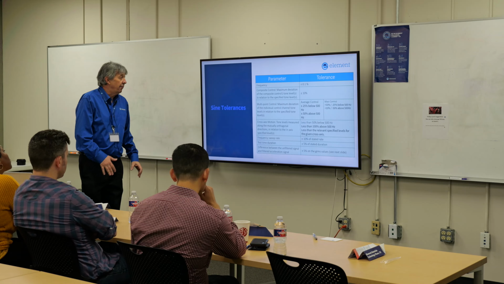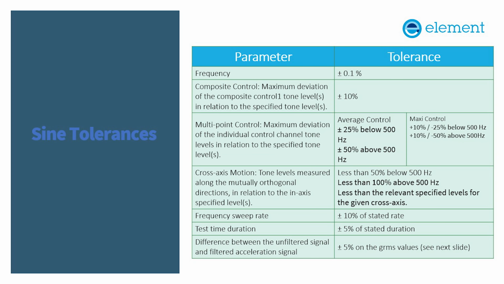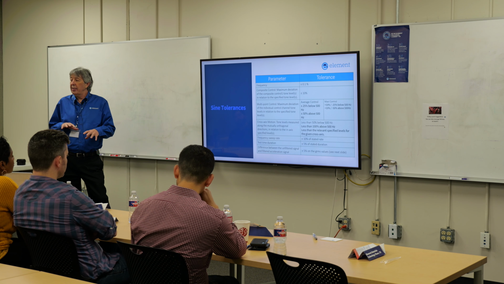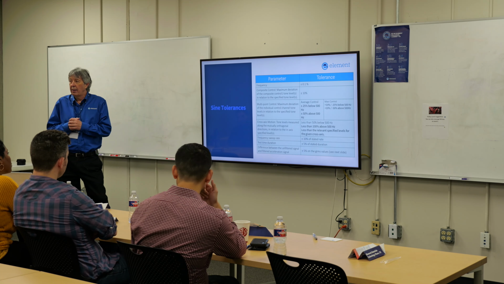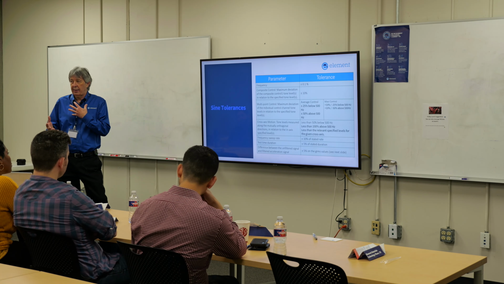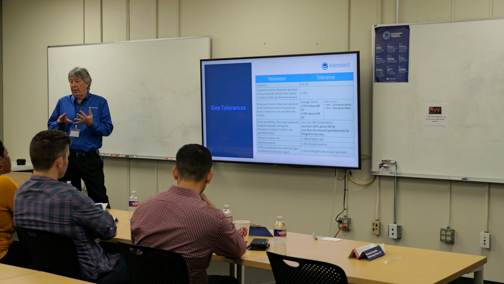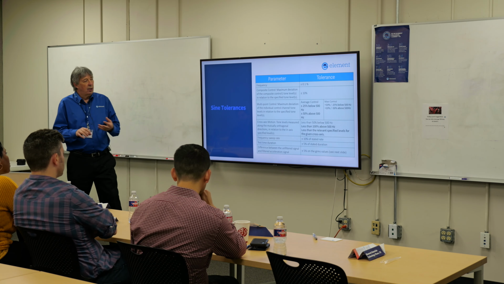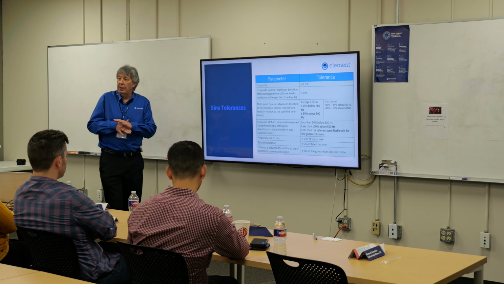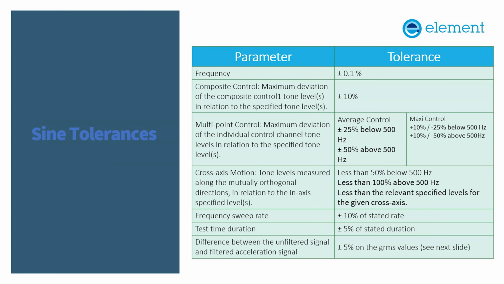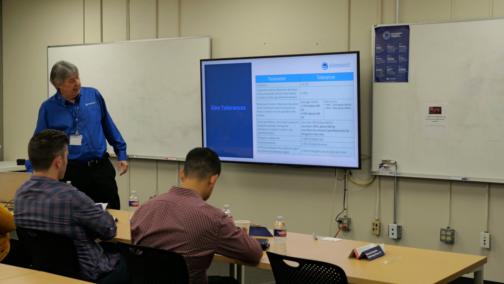Frequency, within 0.1% of the tolerances. Cross-axis: we run X, Y, and Z. If your CG is off-center, or you have a high CG, slip tables, or whatever it may be, we'll create motion in the other axes. So we monitor the cross-axis. The cross-axis has to stay below the input up to a certain frequency. Test duration, plus or minus 5% of the stated.